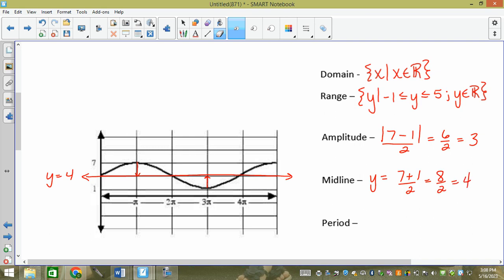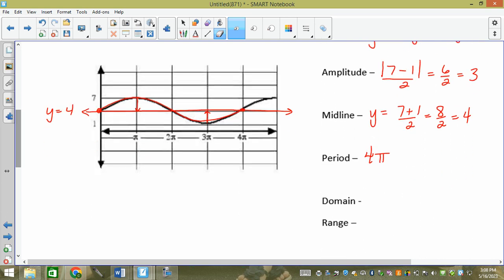The period, start on the y, past a max, past a min, back to that height, and I get 4 pi. It's the horizontal distance. Domain is x such that x is an element of the reals. And the range is y such that 1 is less than or equal to y is less than or equal to 7. Y is an element of the reals.